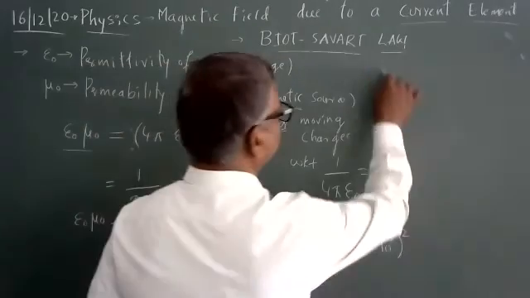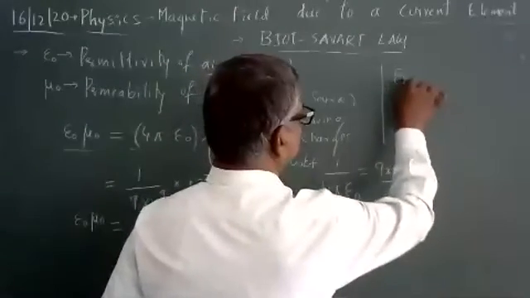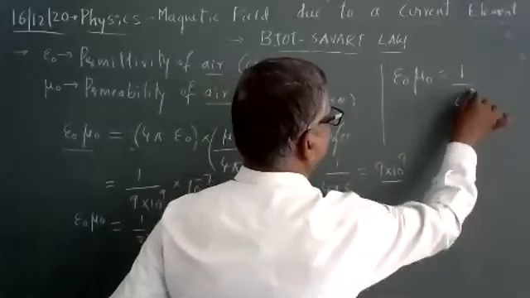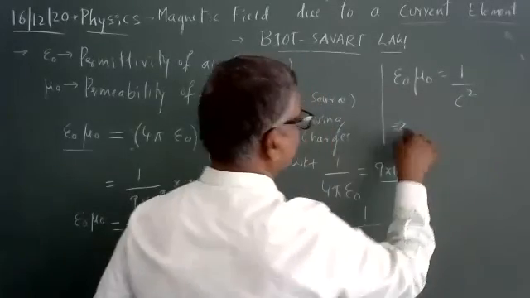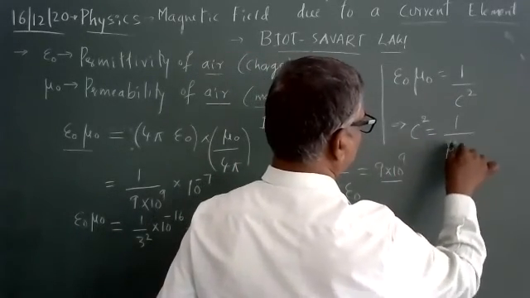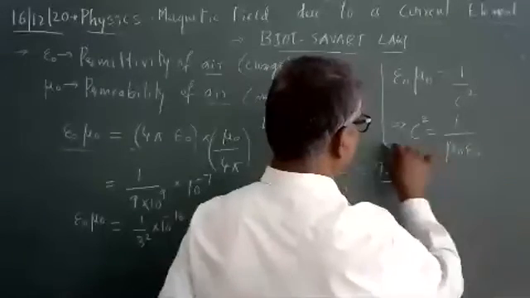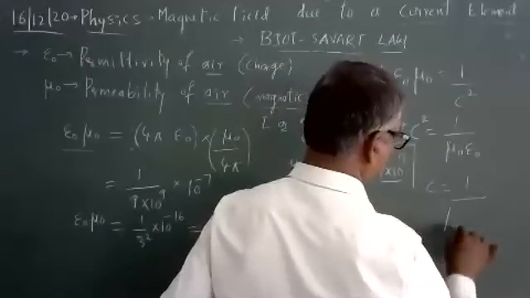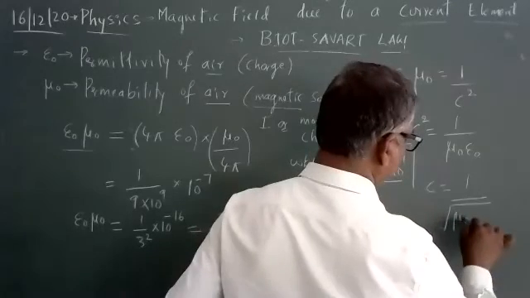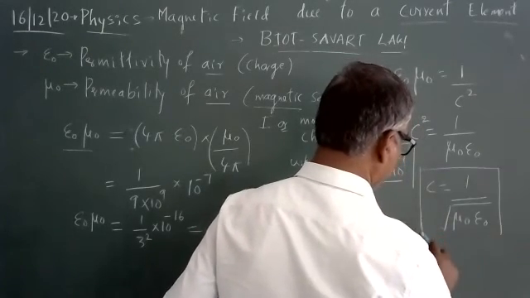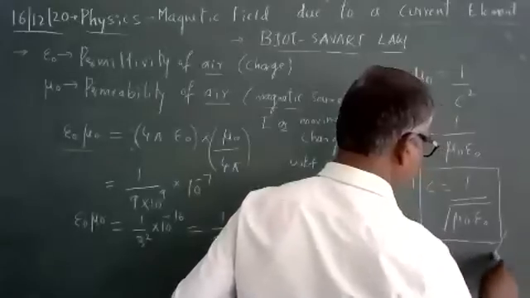So finally I can put it in this fashion: epsilon 0 mu 0 equal to 1 upon c square. Or I can write c square equal to 1 upon mu 0 epsilon 0. Further I can write c equal to 1 upon under root mu 0 epsilon 0. This formula is often used in the chapter.